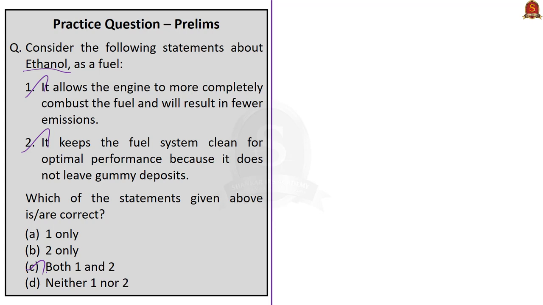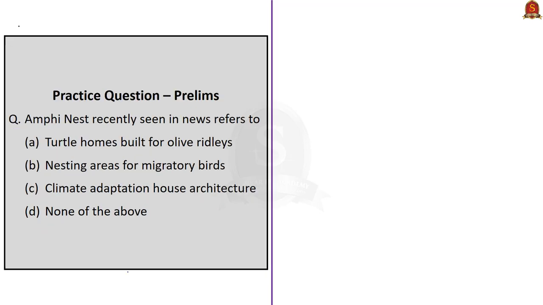And from ancient times, it was obtained by fermentation of sugars. So because of its property and the presence of high oxygen content, the ethanol molecules actually help in allowing the engine to more completely combust the fuel, and hence it will help us to reduce the emission. Apart from this, the ethanol blended fuel keeps the fuel system clean and gives us optimal performance. And it has a tendency to not leave any gummy deposits. So both the statements are correct. The correct answer for the question is option C, both 1 and 2. Now moving on to the next question.